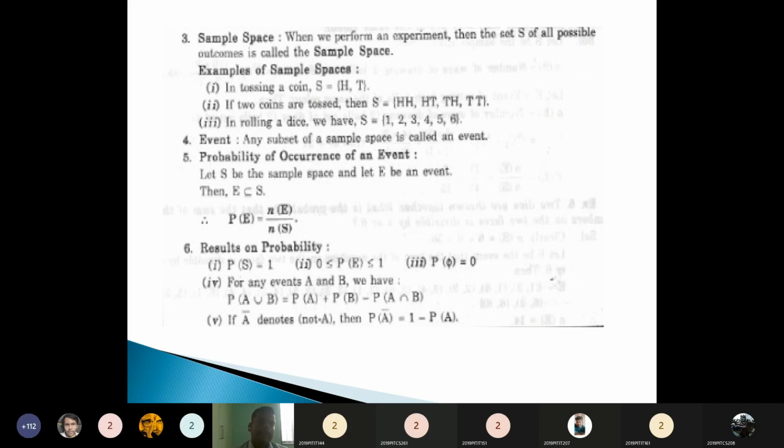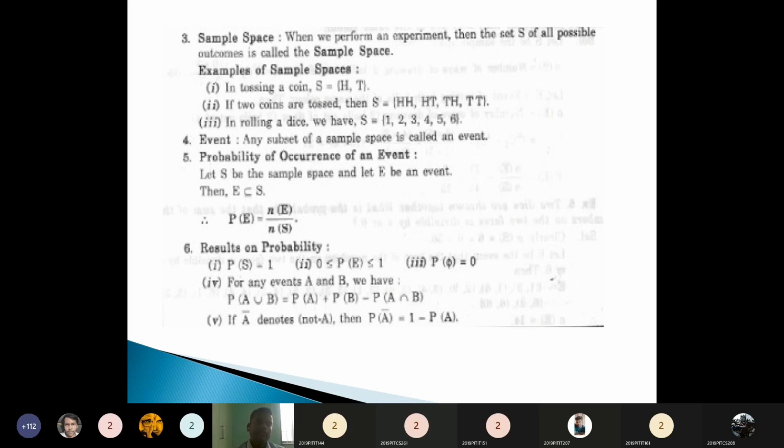How many numbers, and the conditions, are very important. Results of probability: the probability of the sample space is always equal to 1, and the probability of any event lies between 0 and 1. Very important: the probability of any event lies between 0 and 1, not more than 1, and no negative value. Keep it in mind. The probability of a null event is equal to 0.